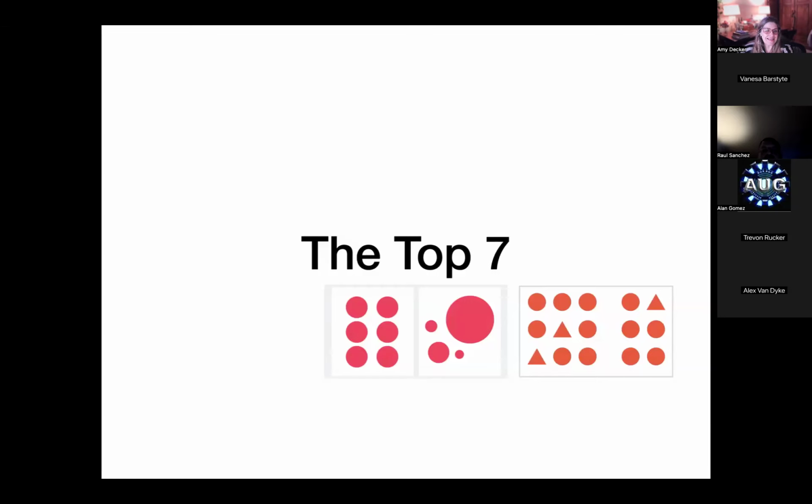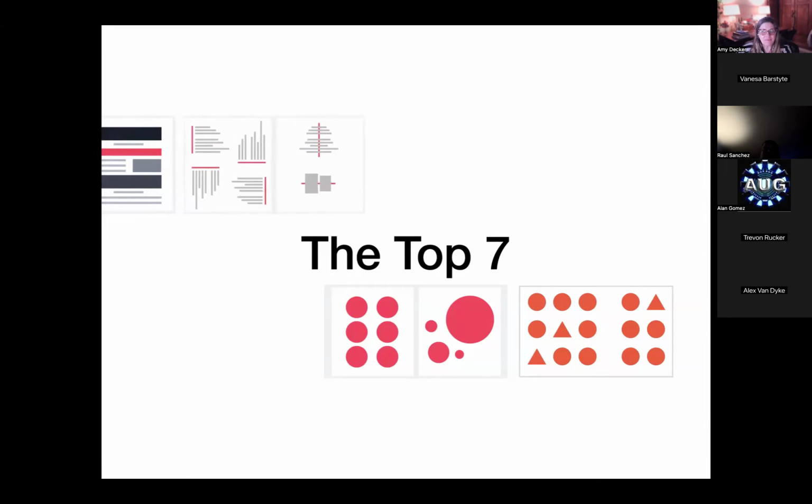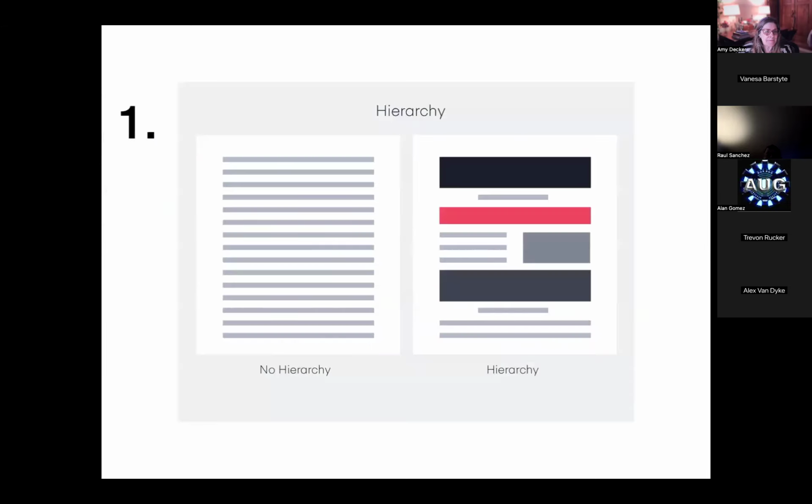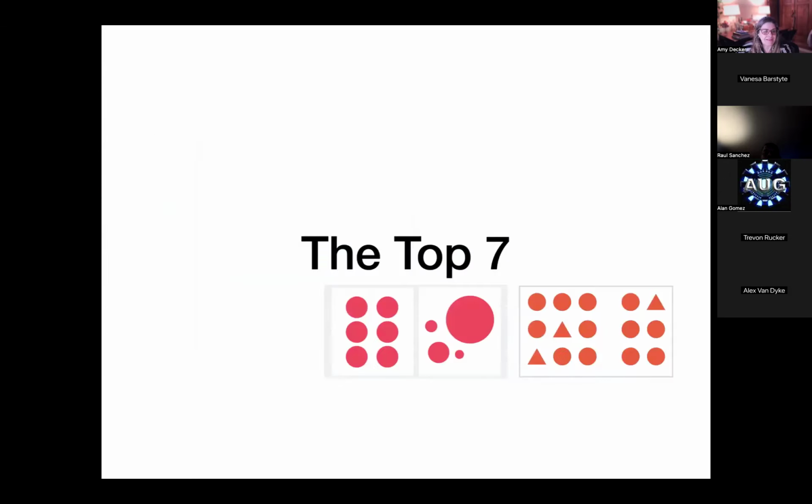We, however, are going to focus on the top 7. That doesn't mean there's only 7. It's just what we're going to focus on for our project, for what we're doing right now. So the most important principles I learned to master in my career are hierarchy, alignment, repetition, contrast, simplicity, balance, and proximity.